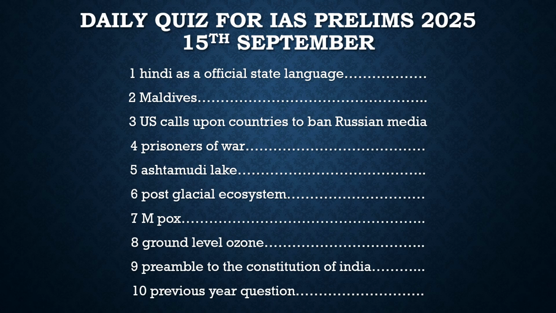Then in article 344, an official language commission can be constituted by the President of India. Then we have article 345. It talks about how the legislature of states will determine which language would be used for official purposes. Then we have article 346. It states what should be the medium of language when two states communicate. For example, when the center communicates with the states, the medium should be Hindi. And if the center communicates with a non-Hindi speaking state, then the medium would definitely be English.